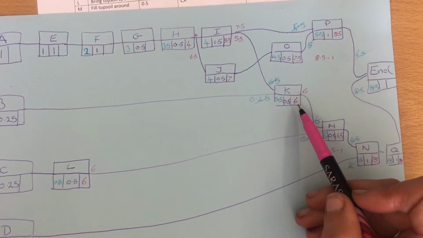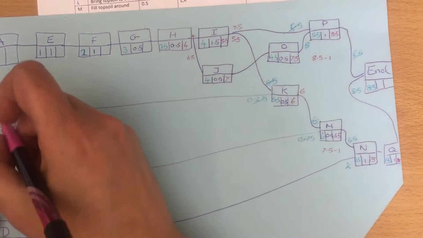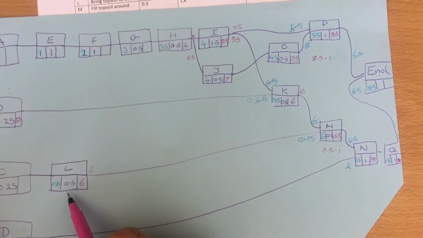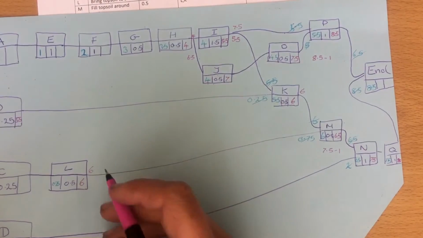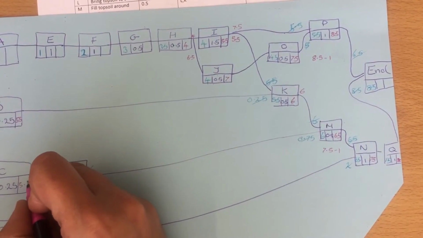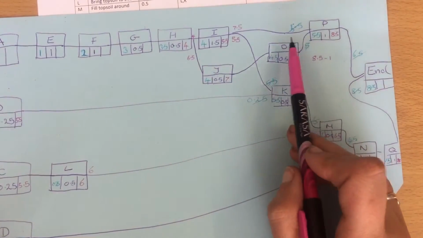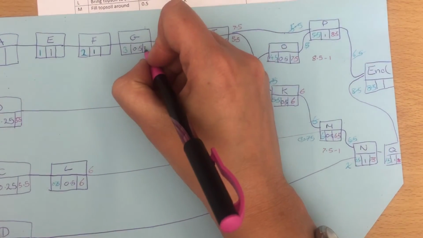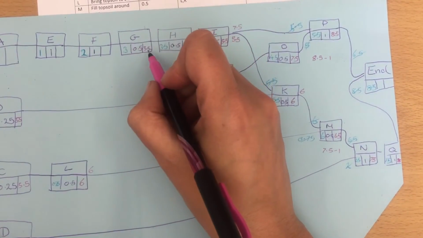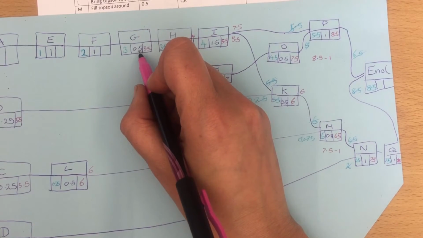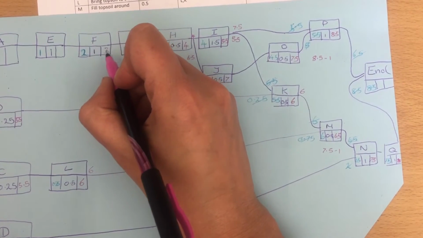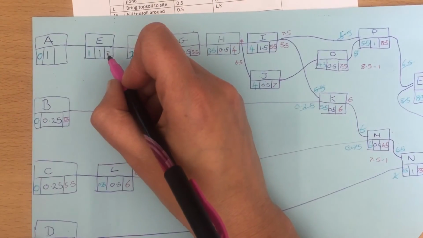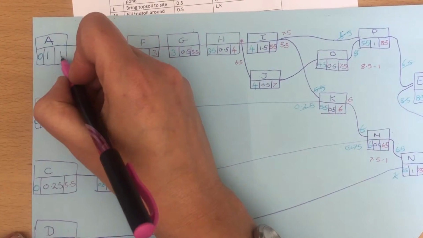When we did this one, we had 6 take away 0.5, so deadline in here of 5.5. Here, 6 take away 0.5 gives us 5.5. So going along here, 4 take away 0.5 is 3.5. 3.5 take away 0.5 is 3. 3 take away 1 is 2. And 2 take away 1 is 1.